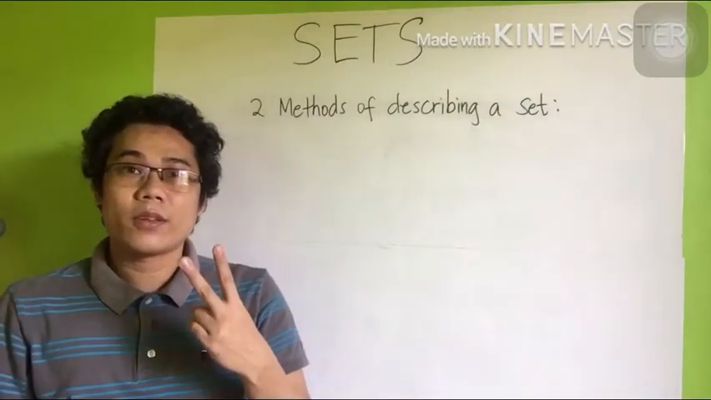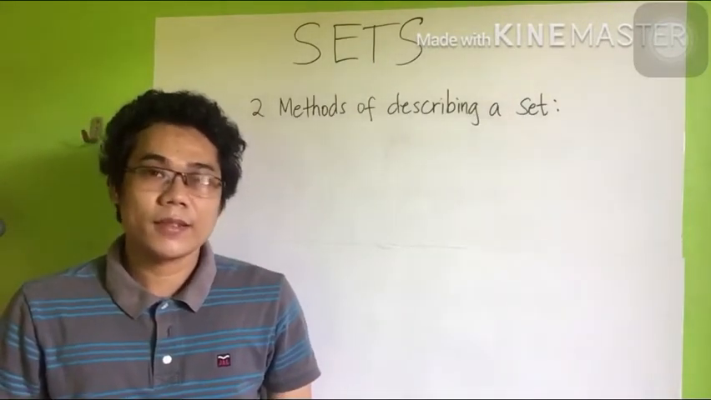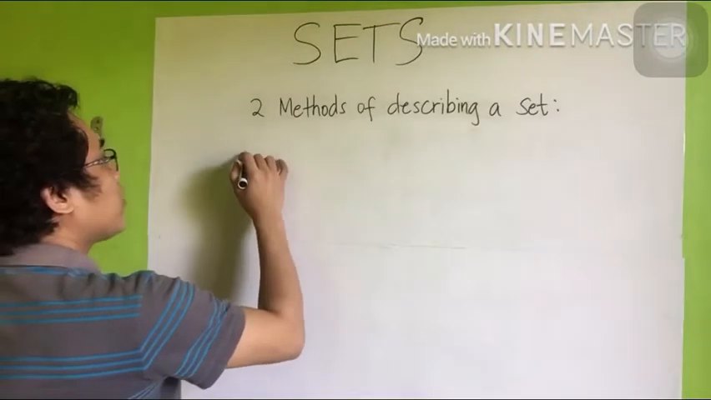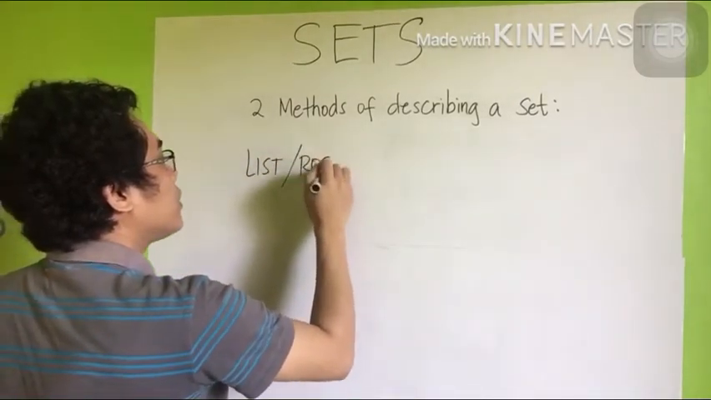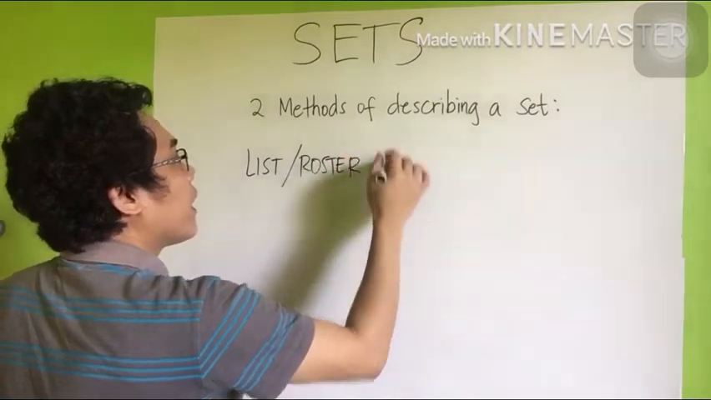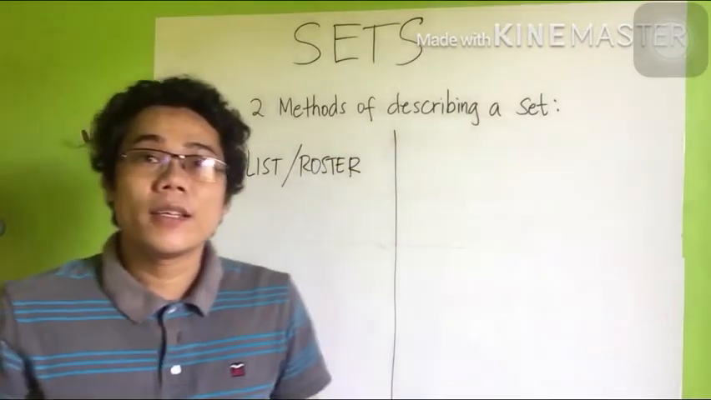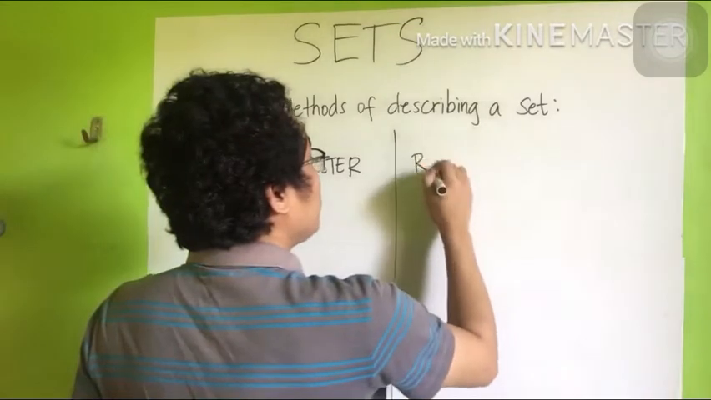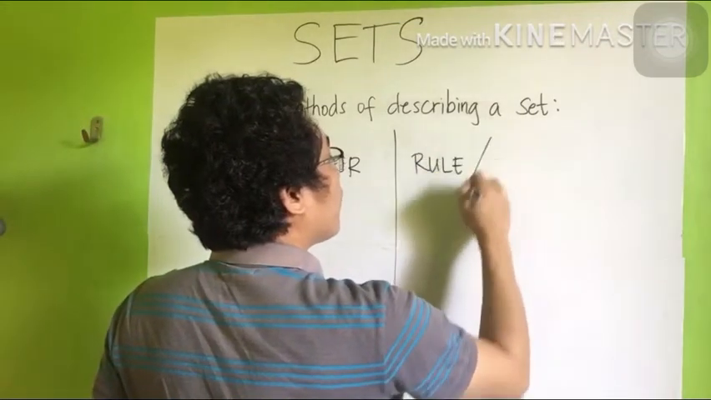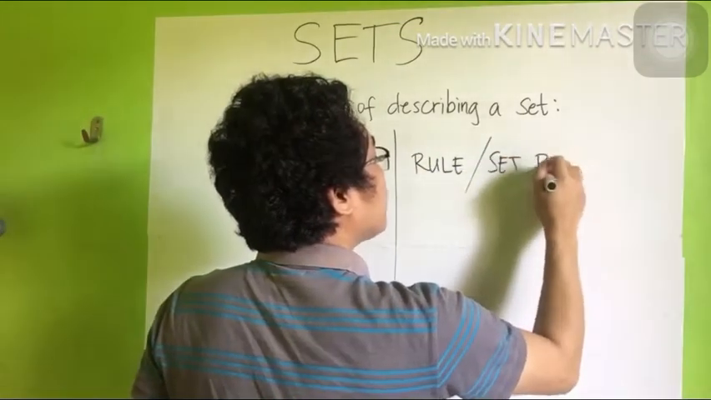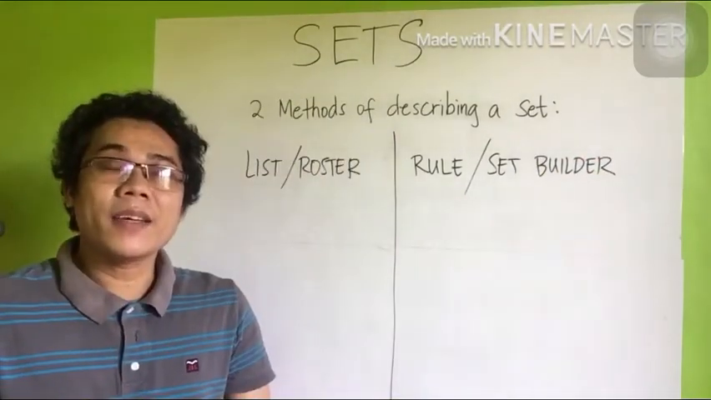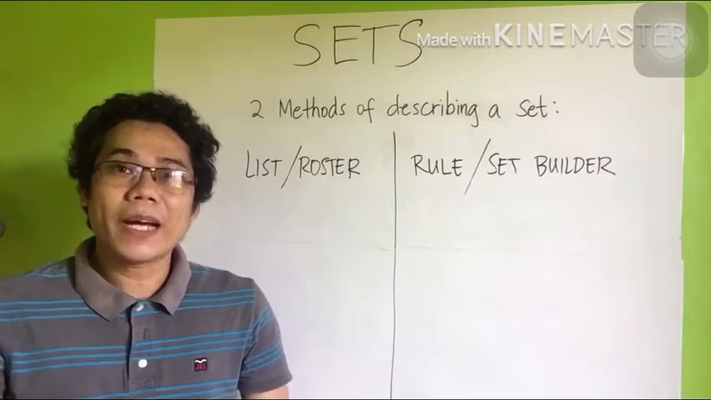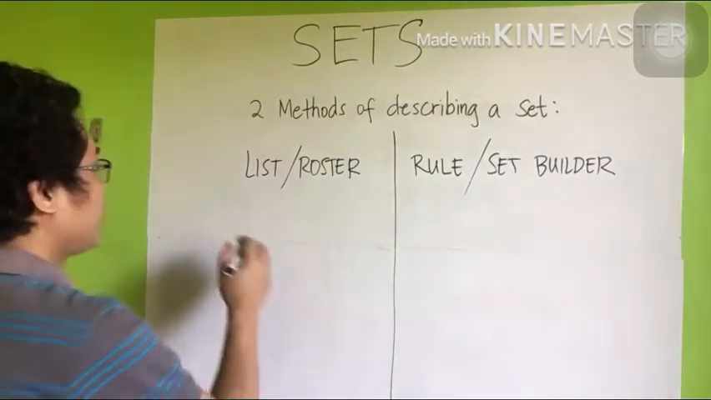There are two methods in describing a set. First method is what we call the list or roster. And then the other one is what we call the rule or set builder. Magbigay tayo ng example para makita natin anong pagkakaiba ng dalawang method na to.